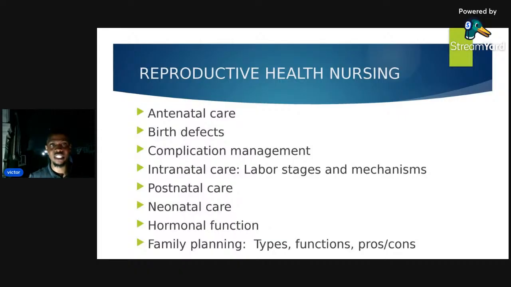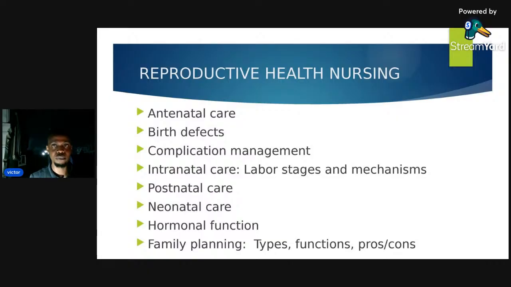There is care which a nurse must give during these stages. For example, you have to tell the mother to maintain a proper positioning, and the proper positioning for this stage is a left lateral positioning. The reason why you are telling the mother to maintain that position is in order to relieve pressure from the inferior vena cava.